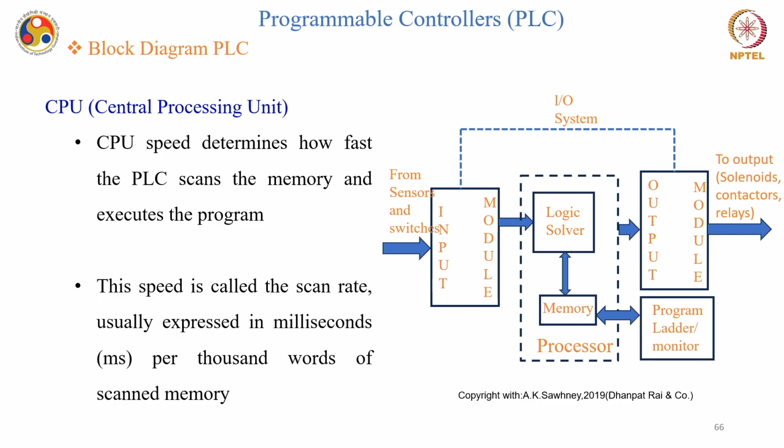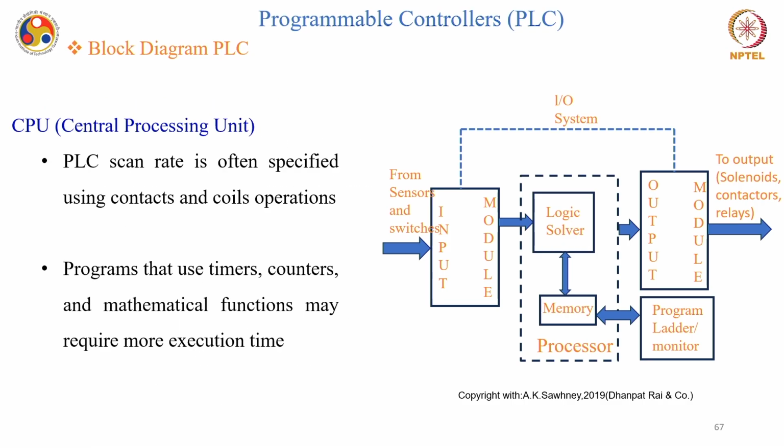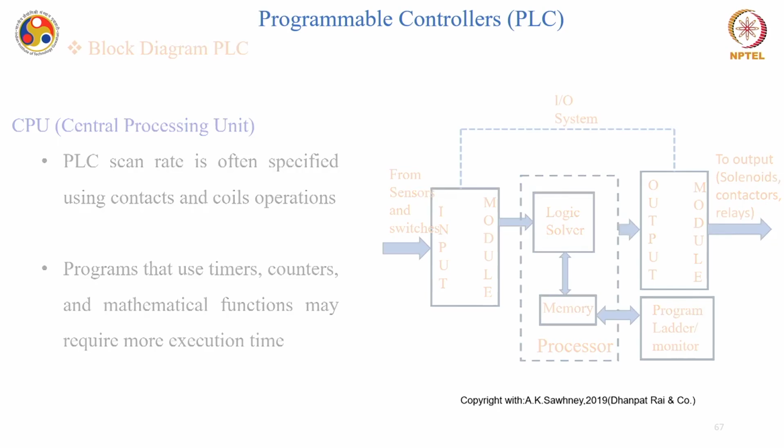The CPU speed determines how fast the PLC scans the memory and executes any program. This speed is called the scan rate, usually expressed in milliseconds per 1000 words of the scanned memory. The PLC scan rate is often specified using contacts and coil operation. Programs that use timers, counters, and mathematical functions may require more execution time.